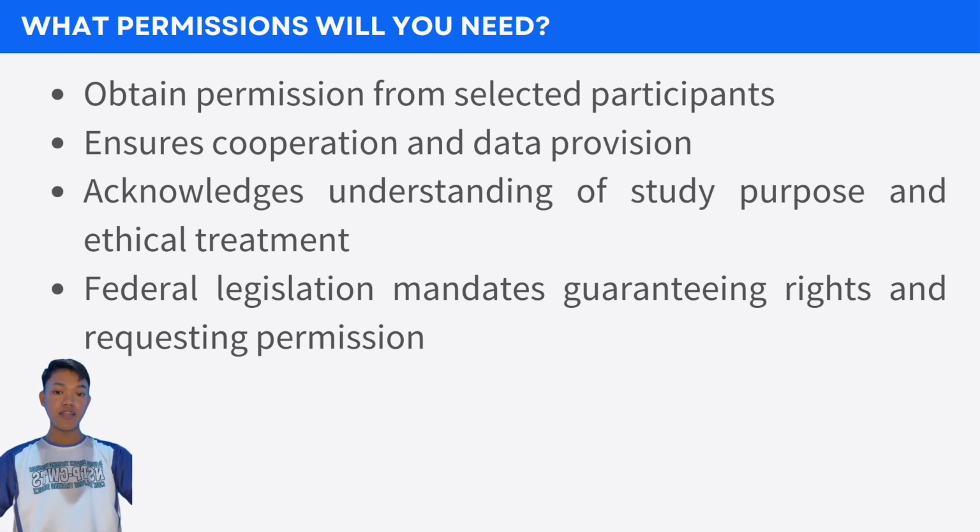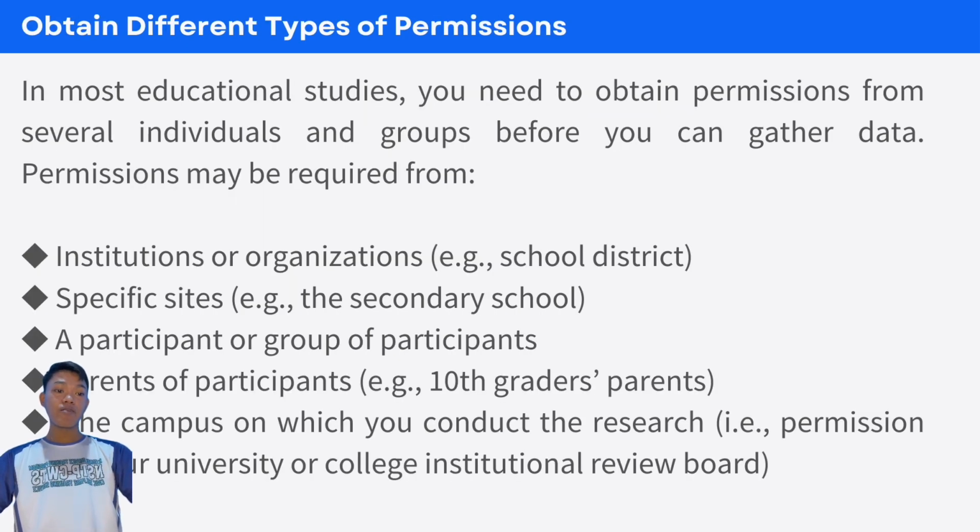So before you conduct your study, you need first to explain what your study is all about, for the clarification of both parties. And then federal legislation mandates guaranteeing rights and requesting permission. So obtain different types of permission. You could obtain permission from the institution or the organizations, specific sites, a participant or a group of participants, or parents of participants on the campus in which you conduct the research. Those are the several factors that you need to ask permission for in order to conduct your study.